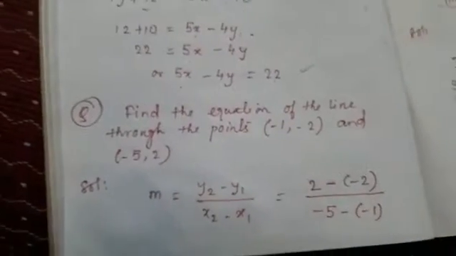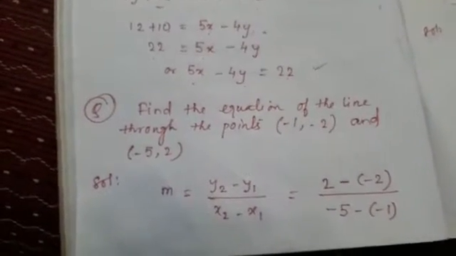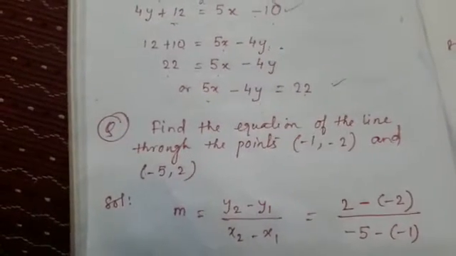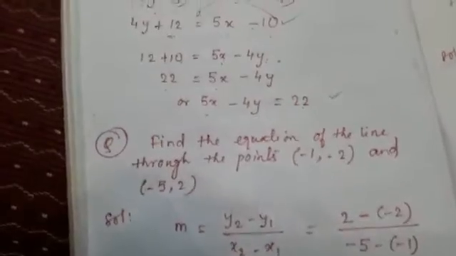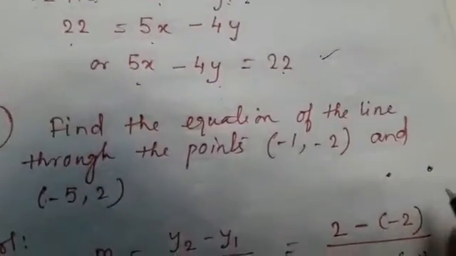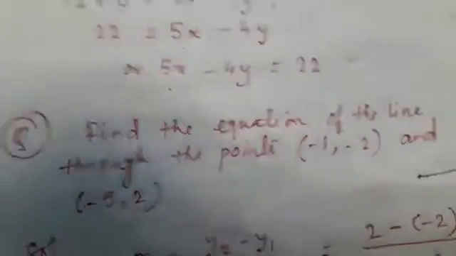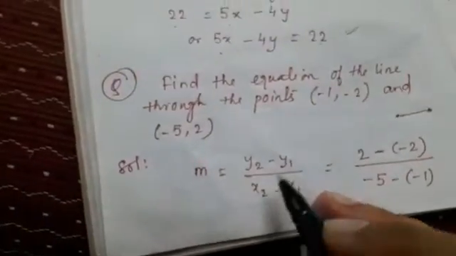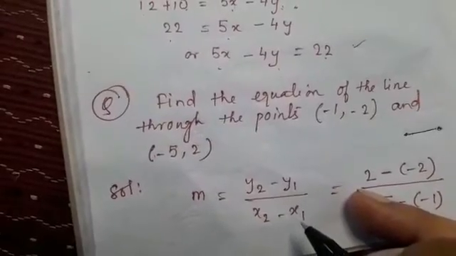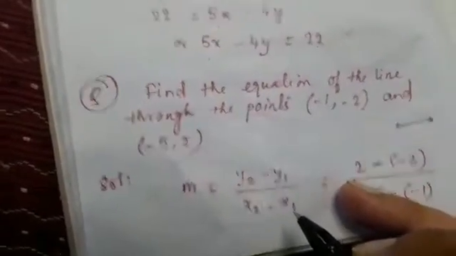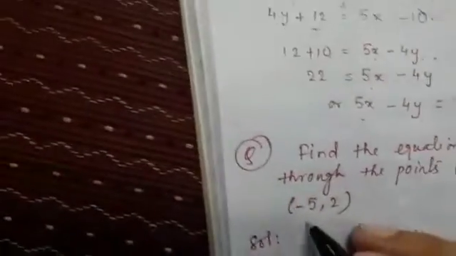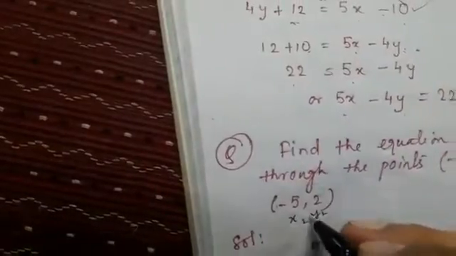Now see the next question. It is said, find the equation of the line which is passing through points minus 1 comma minus 2 and minus 5 comma 2. So this is the second question. Now 2 points are given, right? When 2 points are given, the formula to find the slope is m is equal to y2 minus y1 by x2 minus x1. This is the formula to calculate the slope, you have already learned. So this is x1 y1, the first point, and this is x2 y2, the second point.